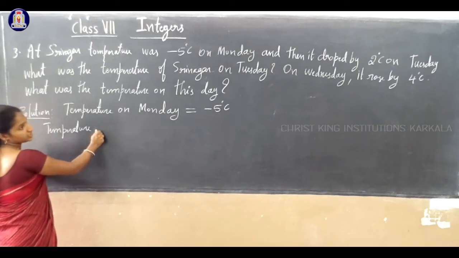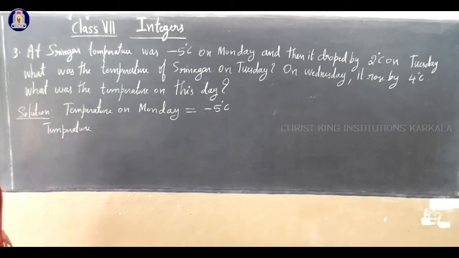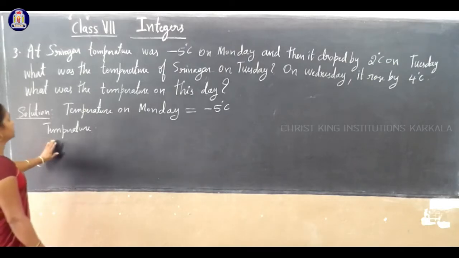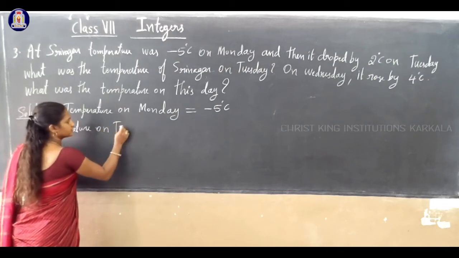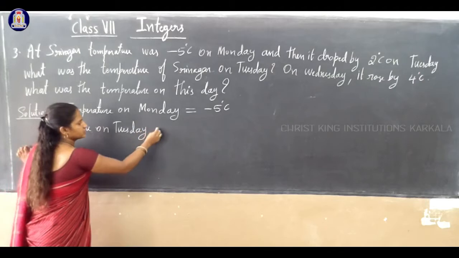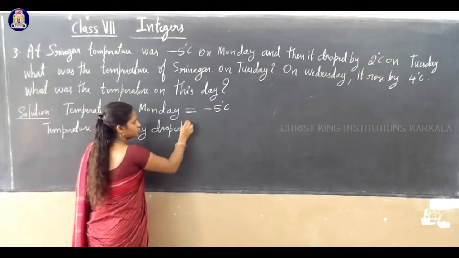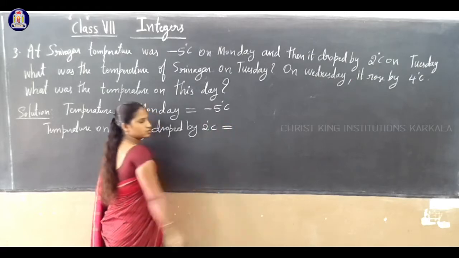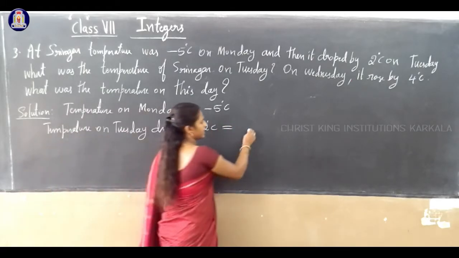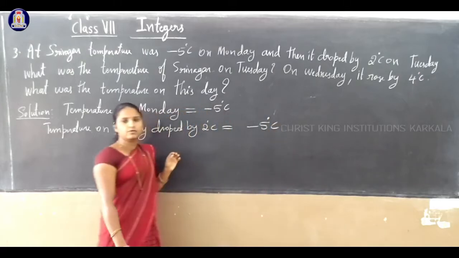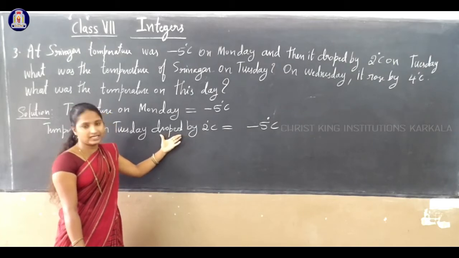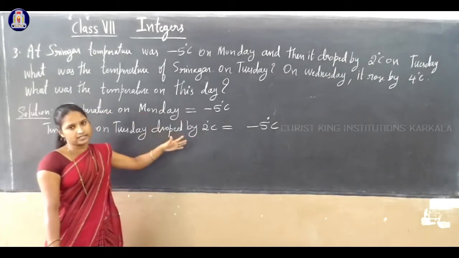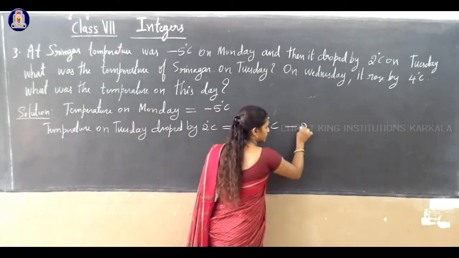Temperature on Tuesday. It dropped 2 degrees Celsius, right? So you have to subtract 2 degrees Celsius. So, to write the temperature on Tuesday, dropped by 2 degrees Celsius. What you have to do? Monday the temperature is minus 5 degrees Celsius. Then on Tuesday what happens? The temperature will decrease. It dropped by 2 degrees Celsius. So we have to write minus 2 degrees Celsius.